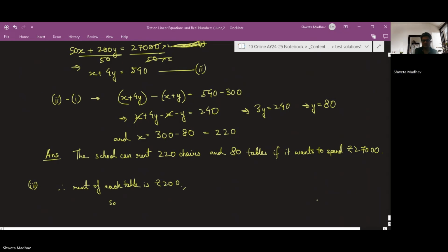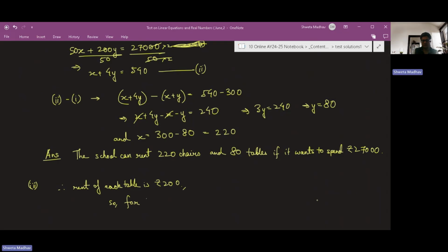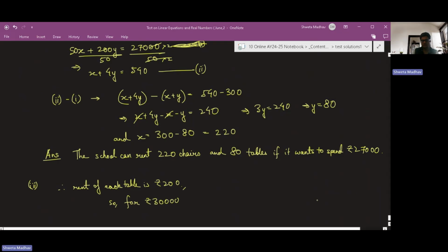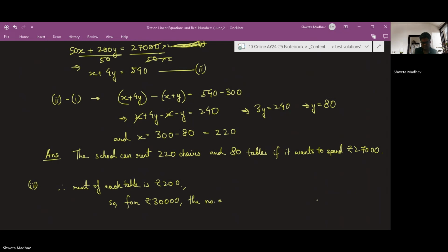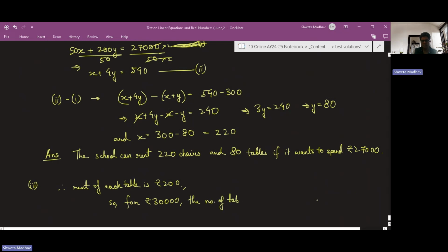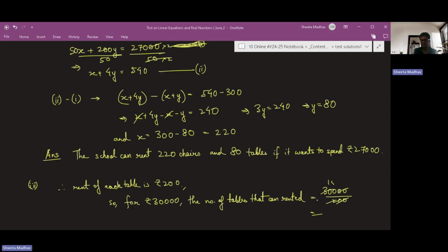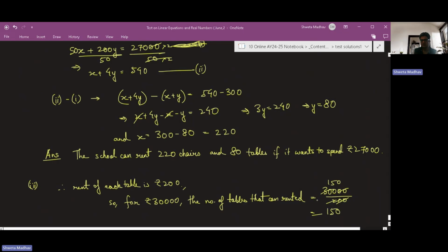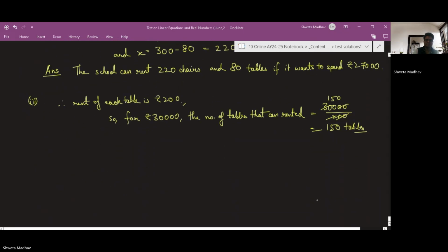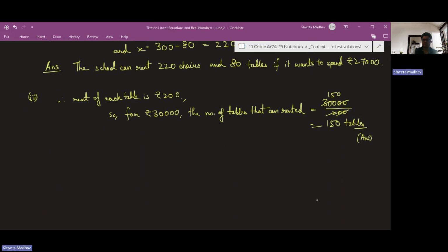So for rupees 30,000, the number of tables that can be rented if no chairs are rented: if no chairs will be rented, then simply I will do 30,000 divided by 200. Then the zeros will get cancelled, so it is 150. So 150 tables can be rented. So that is the answer for part 3.